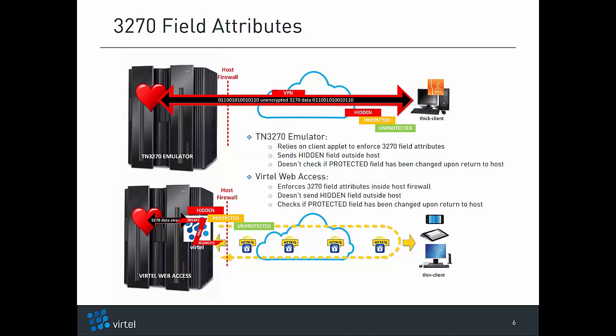Virtel Web Access, which runs inside the host firewall where it is protected from web attacks, strictly enforces the 3270 field attributes. Virtel does not send hidden fields outside the host, and it checks if protected fields have been changed upon return to the host. If so, Virtel immediately ends the session. The control of access to host assets is kept on the host where it belongs.